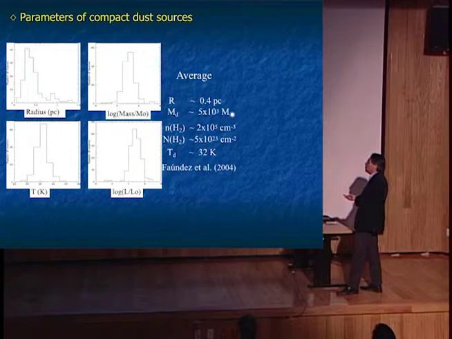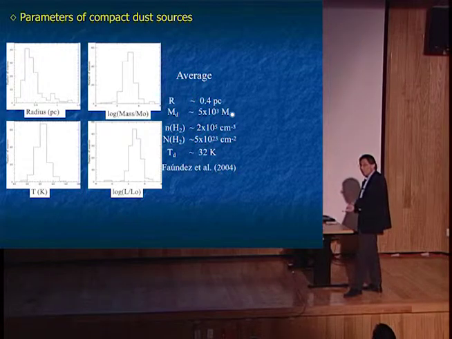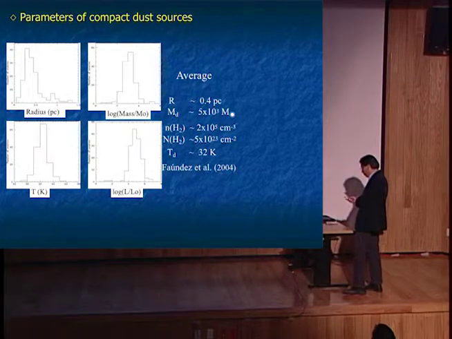And dust temperature, 2K. This is because this is an IRAS source, so we know that there was something heating there. And this is heated by a luminous star. So this is the temperature in that chamber.